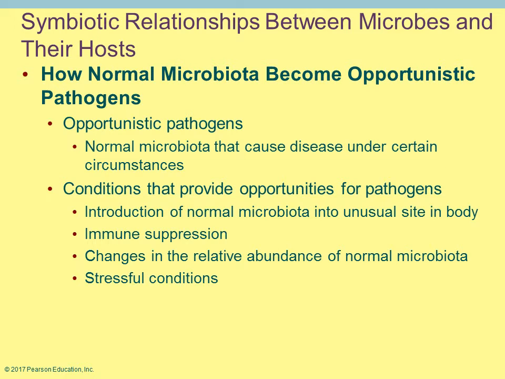How do they switch from being normal, not causing a problem, to suddenly potentially causing disease? Number one, location. Your normal resident microorganisms are used to being in a certain location. Maybe they're found only in your respiratory tract, maybe only in your digestive tract. If they move to a different location, then suddenly it can become pathogenic.